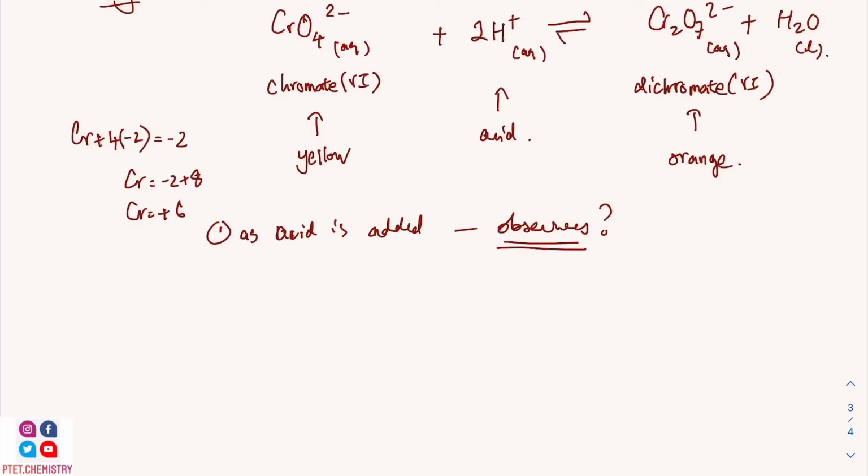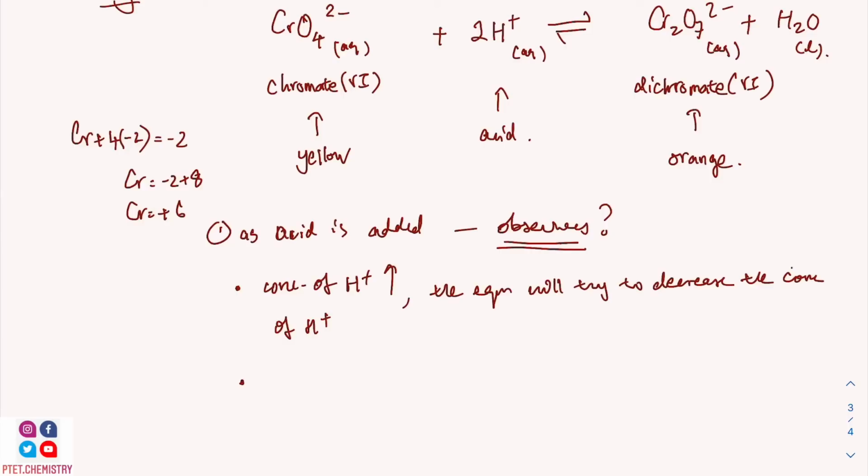So what will happen? We are saying that the concentration of acid, I should write out in full here. I'm just using abbreviation for concentration here. As the concentration of acid increases, then what would the equilibrium do? The equilibrium will try to oppose the change. It will try to decrease the concentration of H+. How would the equilibrium do that?